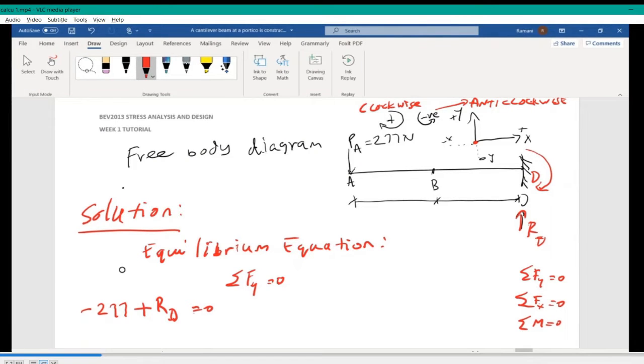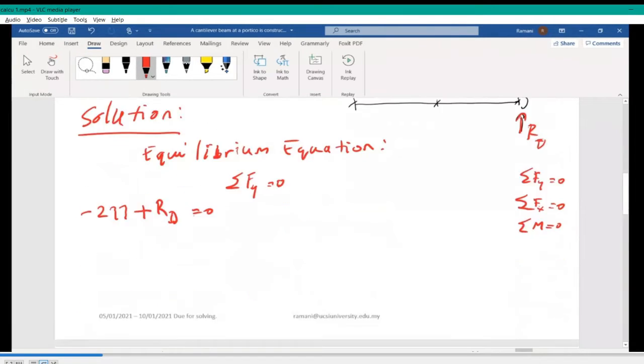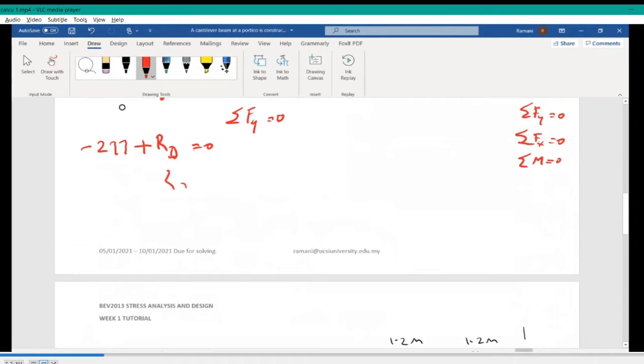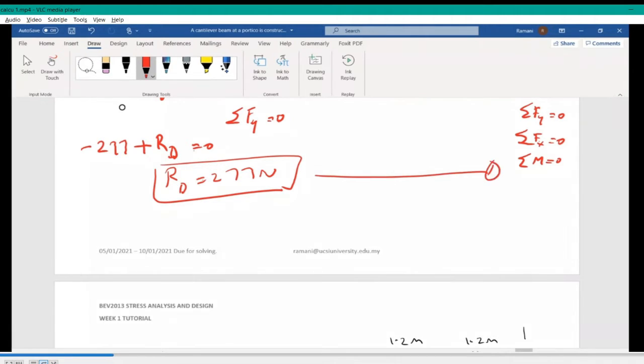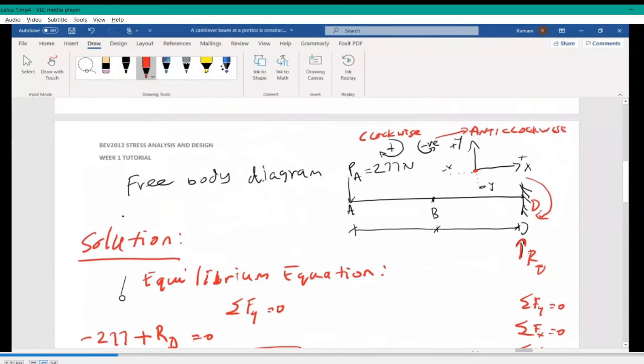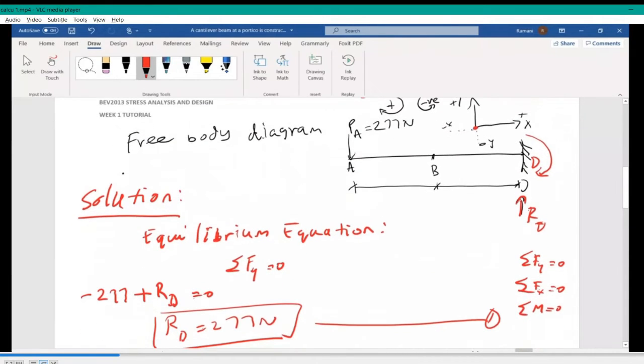Now proceed with RD. Hence I can write RD is equal to 277 newtons. Whatever is applied, it is reacted by the member at D. That is our one answer. Is this clear? Let it be one answer. I will do the drawing later on. We do the drawing eventually. That is easier for you to understand. Come on, let's draw this diagram.